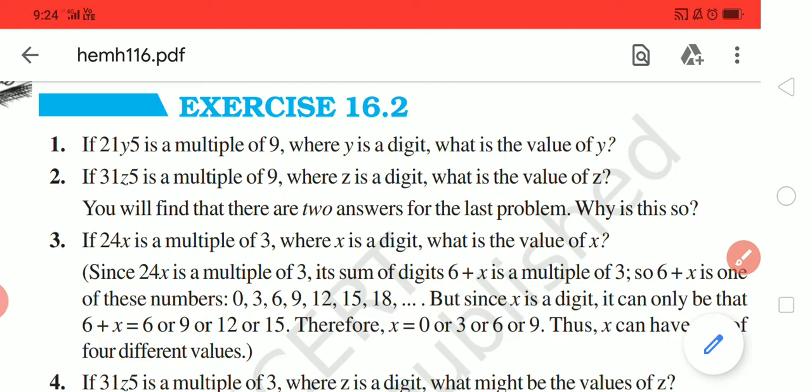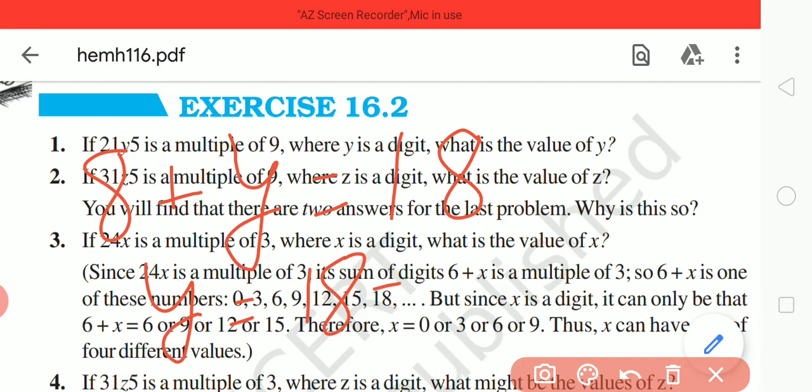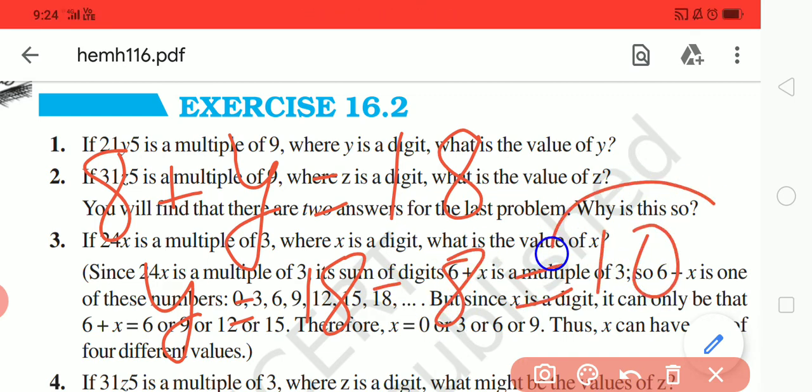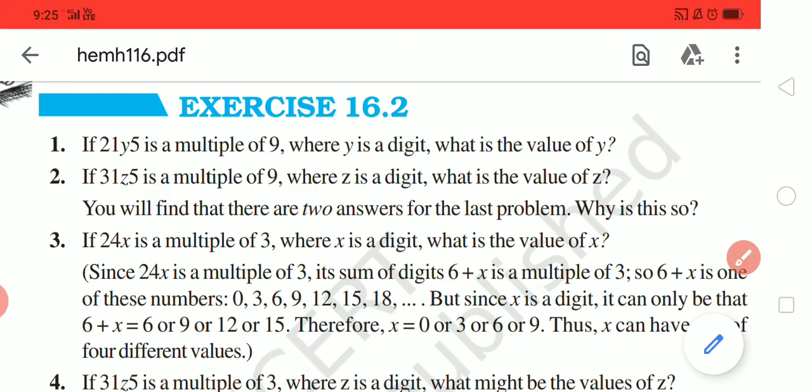Now take the second possibility, when 8 plus y is equal to the second multiple of 9, that is 18. So y is equal to 18 minus 8, that is 10. This is a two digit number, so this is not possible, and all further ones will not be possible, because the next ones will all give two digit numbers. So we have to take only one digit. So the value of y will be 1, right? The next question is the same thing, you can do it by yourself.